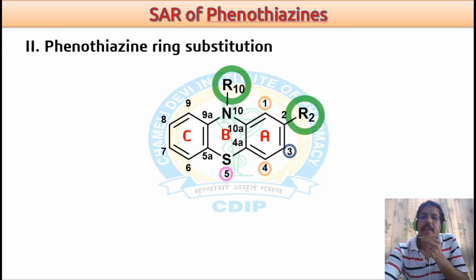Then the second type of modification is that all previous modifications we discussed were with the ring system, but now we go for the modifications in the form of substitutions on the phenothiazine ring, predominantly on the R2 position and R10 positions. So what happens and how is the activity affected if this takes place on the 1 position, 3 position, 4 position and the 5th position of the phenothiazine system.